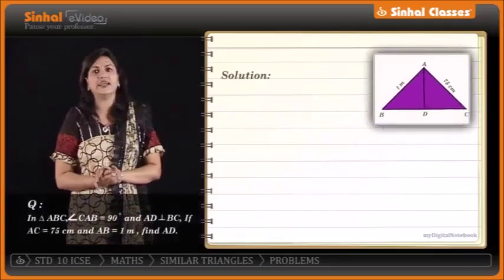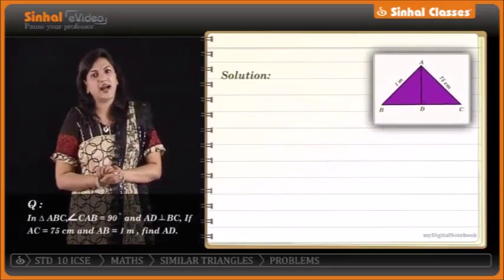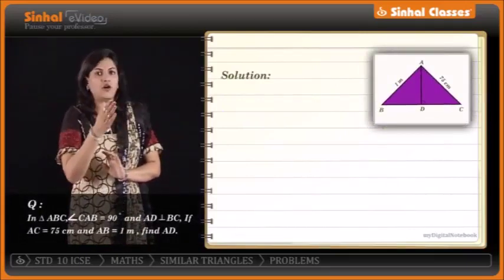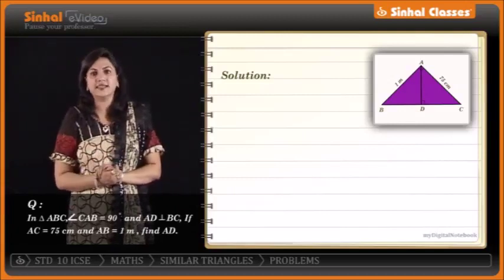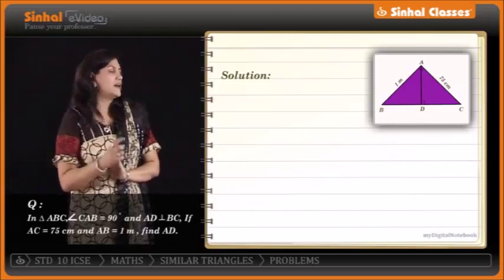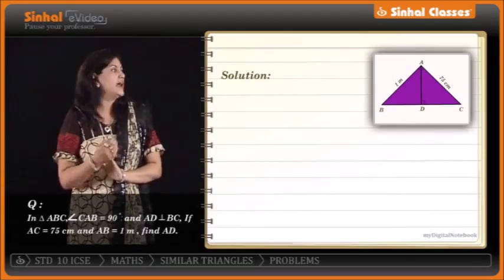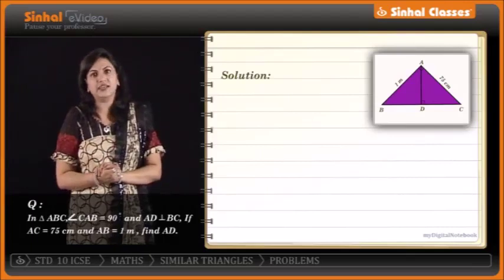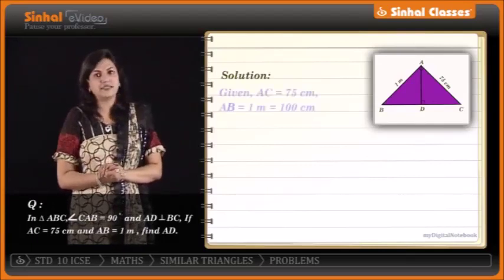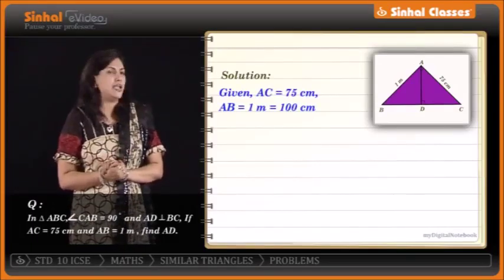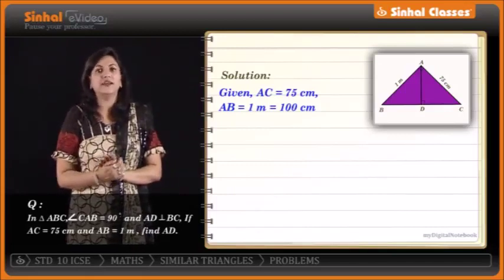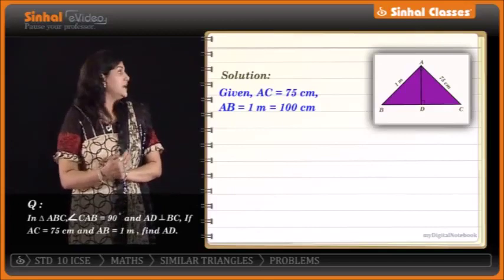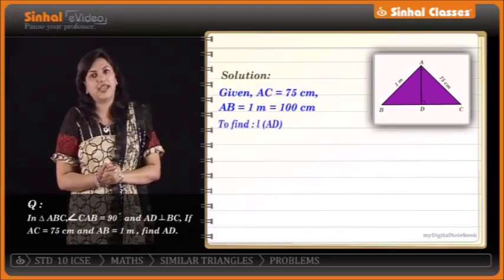We draw a triangle ABC right angled at A. Now we draw from A a perpendicular to BC. That is, angle D is 90 degrees. Now mark AB as 1 meter and AC as 75 centimeter. Now let's start solving the sum. Here we are given AC as 75 centimeters and AB as 1 meter. Now we write this 1 meter in terms of centimeter, that is 100 centimeter. Now we want to find the length of AD.